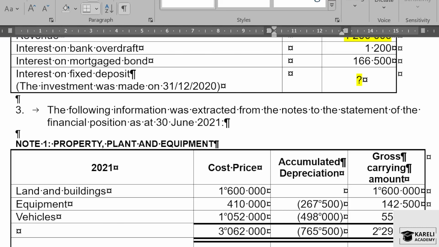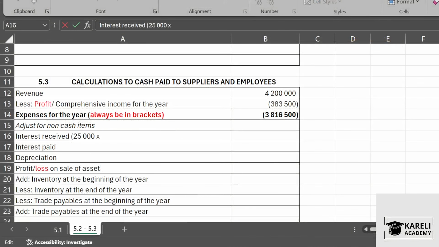Let's go to the answer sheet. We agreed that we multiply this amount by 18%. It's 18 divided by 100. And then multiply by 6 divided by 12. How much will it be?